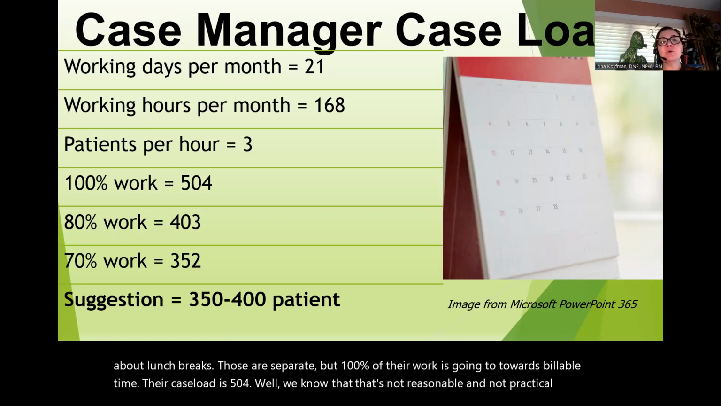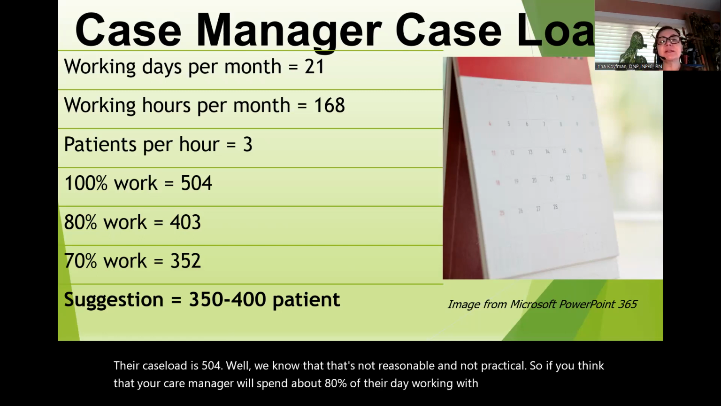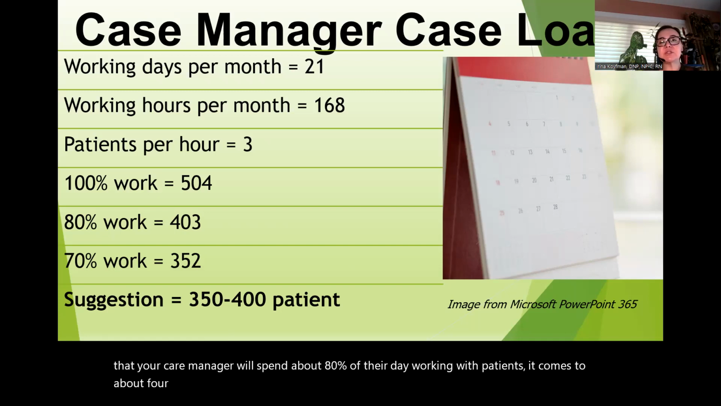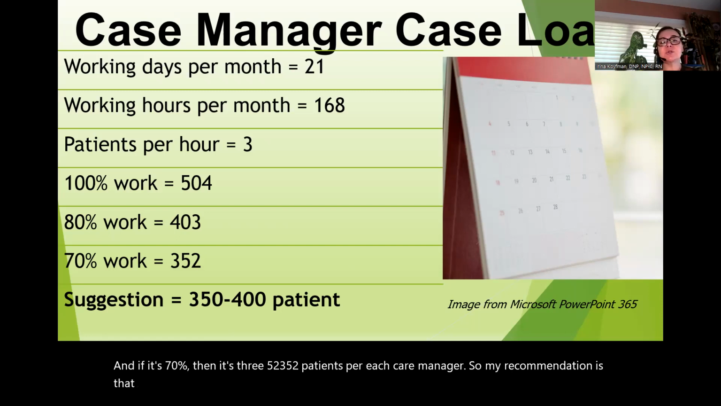So if you think that your care manager will spend about 80% of their day working with patients, it comes to about 403 patients per month. And if it's 70%, then it's 352 patients per each care manager. So my recommendation is that a full-time care manager should be able to handle 350 to 400 patients.